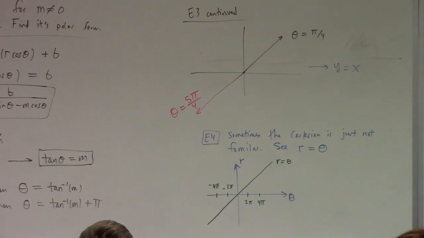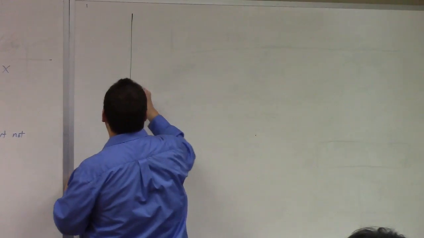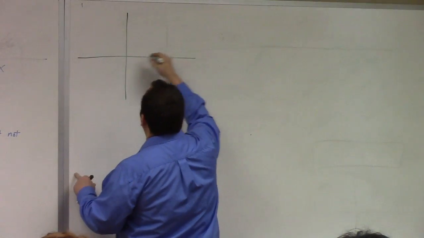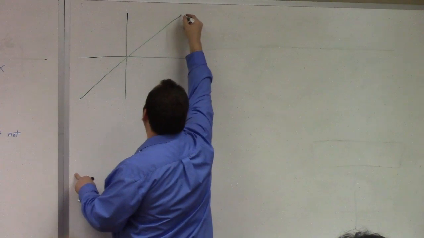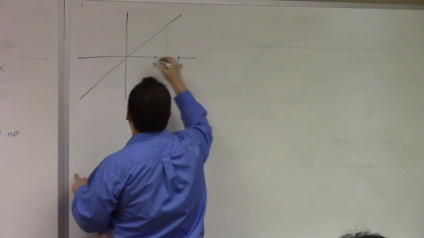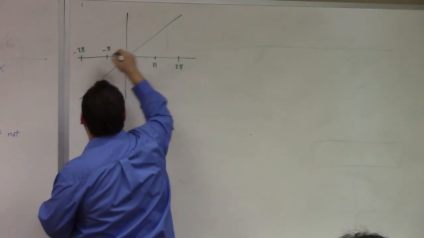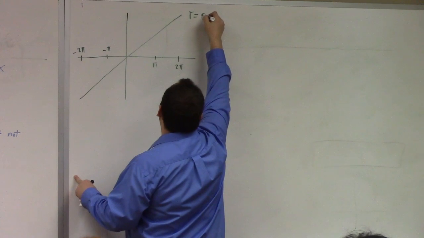When plotting polar curves, it's often helpful to make a graph in the r theta plane of the formula, if you can, and then use that to make the corresponding Cartesian graph. All right, so let me just try this again here, and I'll try to blow it up a little bit. Say this is pi, say this is 2 pi, minus 2 pi. And here's my r equals theta.